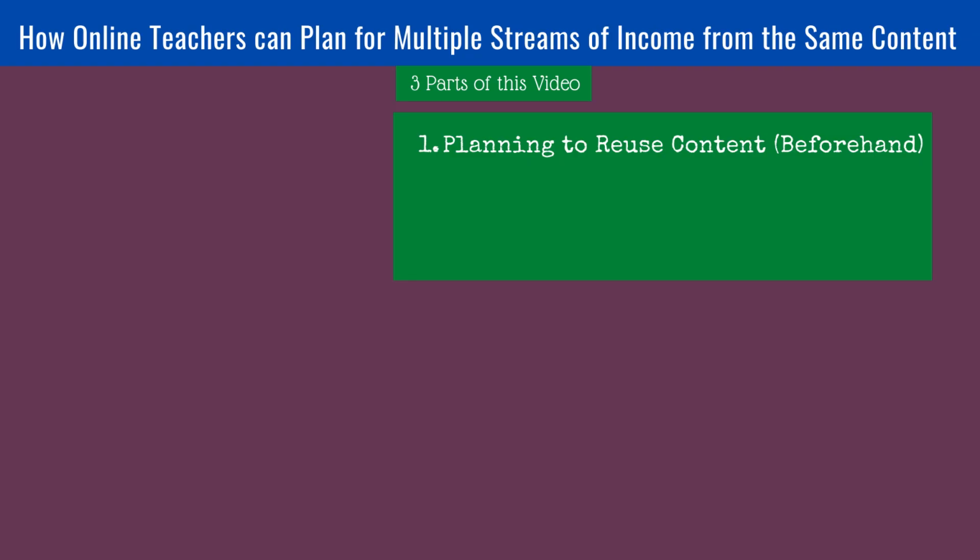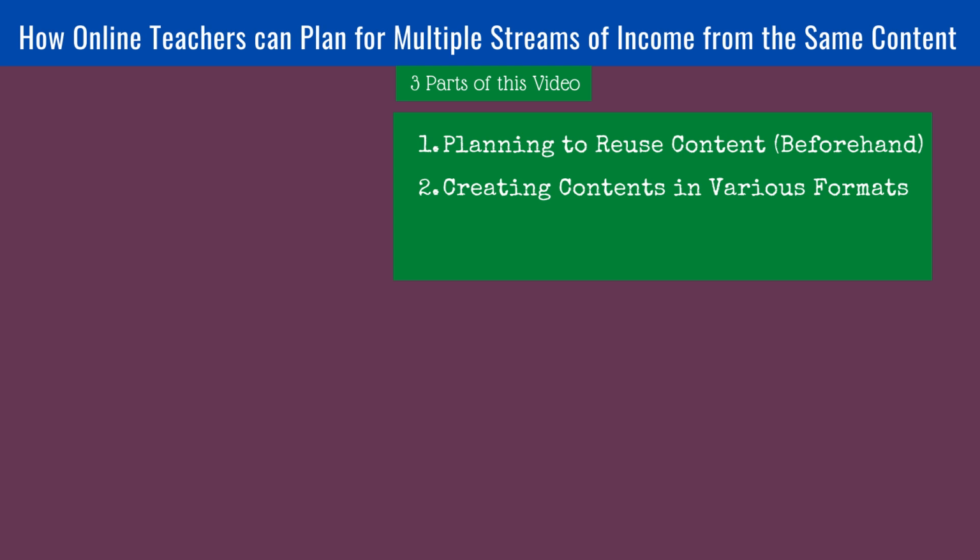Now this video has three main parts. The first part is we are going to talk about how to reuse your content. What are little things you can do so that you could be able to reuse the content on all of the major teaching platforms, which I am going to talk about in a minute. So this portion is called planning to reuse your content. Now the second part is various formats of the content. We will talk about how you can use the same content in various different formats and use them on marketplaces.